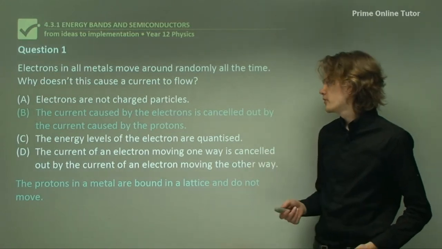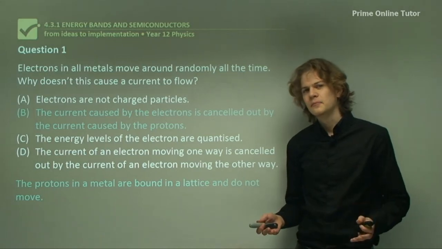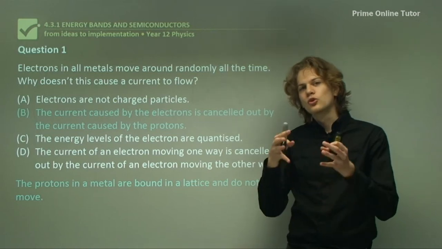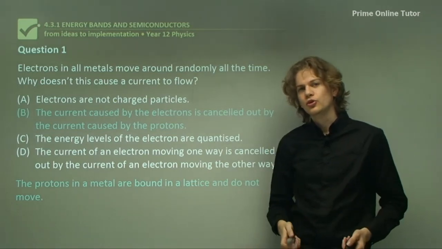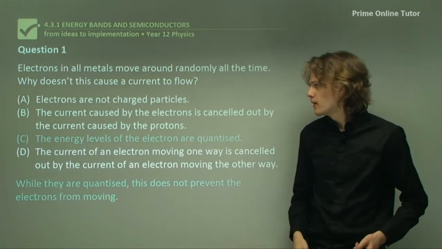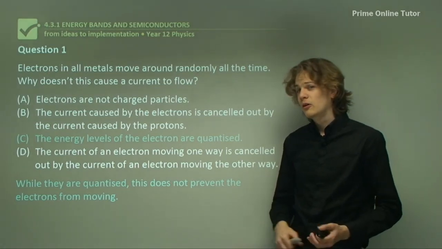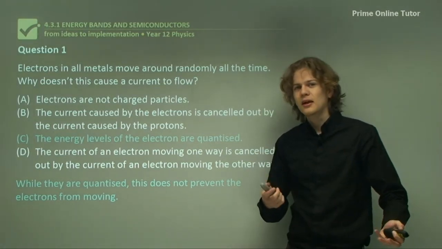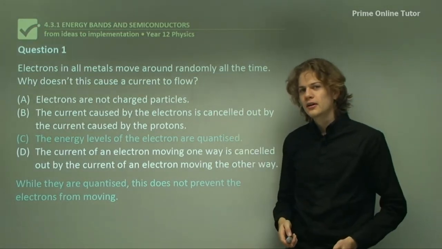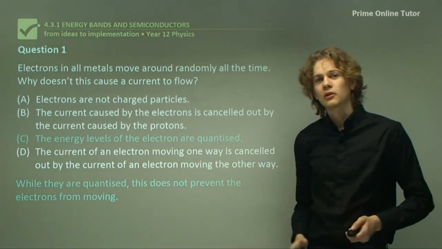B, the current caused by the electrons is cancelled out by the current caused by the protons. Well, this isn't really the case either. We know that the protons in, say, a metal are fixed in a grid and don't move in an electric field, so only the electrons can be moving. B can't be the right answer. What about C? The energy levels of the electron are quantized. Well, this is true, but it doesn't explain why they don't cause a current to flow when they move around. Just because an electron's energy is quantized doesn't mean that it can't move around freely in the sea of electrons.